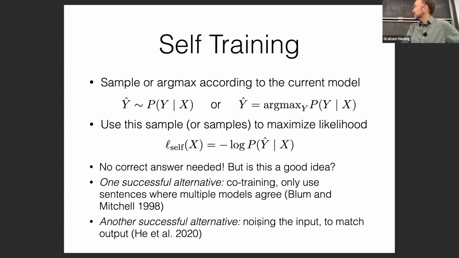So another successful alternative, particularly from the point of view of NLP, is adding noise to the input to match the fact that you have noise in the output. It's kind of an interesting idea. It's a little bit less theoretically clear why this would be as useful as co-training or MixMatch or other things like this, but it's another option, and you can see that in the references. Also developed by somebody who is at CMU.